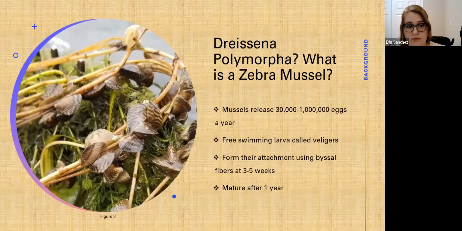When waters reach around 54 degrees Fahrenheit, the mussels reproduce, releasing 30,000 to 1 million eggs a year. When fertilized eggs develop, they develop into free-swimming larvae called veligers. These veligers ride water currents, eating tiny phytoplankton. At about 3 to 5 weeks, the veliger shells are heavy enough to weigh them down, and they must find a place to attach to. Within a year, the newly attached mussels grow to their mature size, and they're able to begin reproducing.